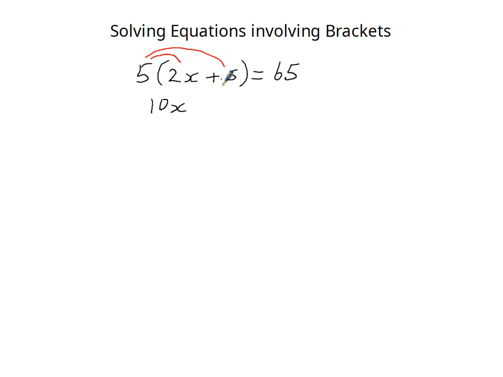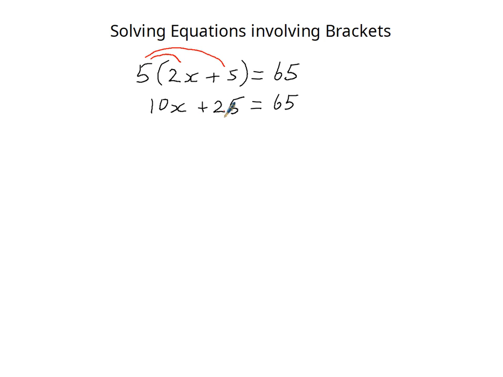5 times 5, remember it's plus 5 here, 5 times 5 is 25. And that still equals 65 because we haven't changed anything here. Now we need to collect our terms. We'll have our 10x's together. We have 25 on this side and 65 over here.